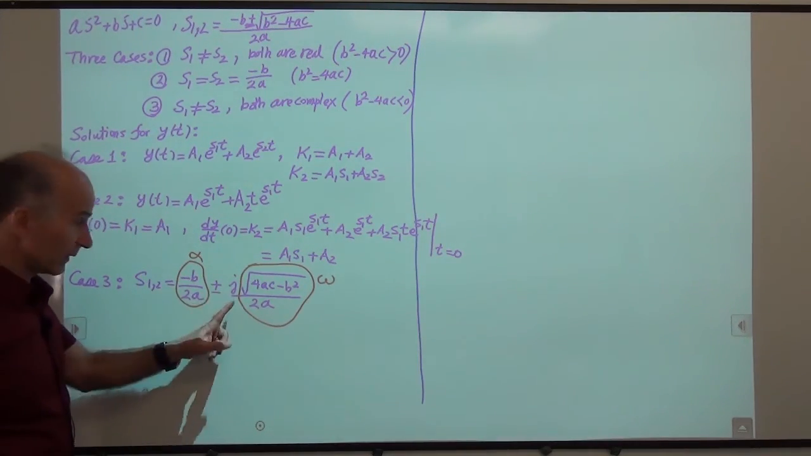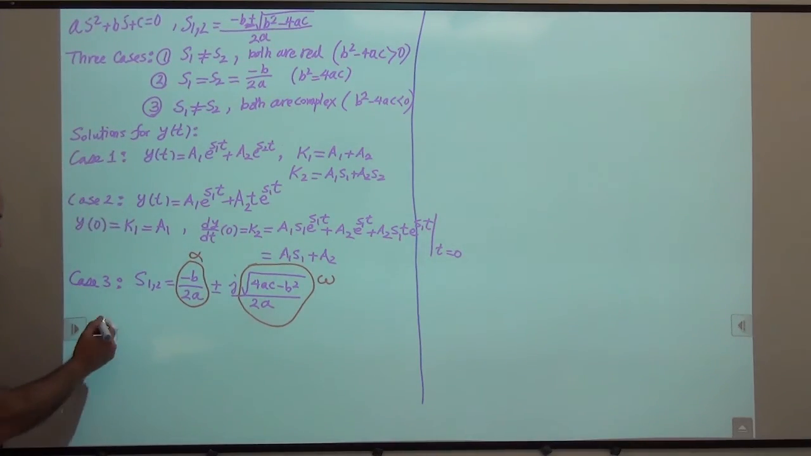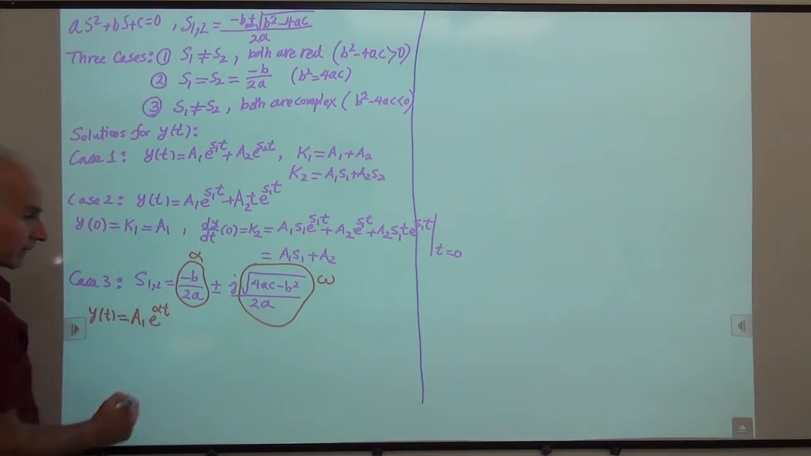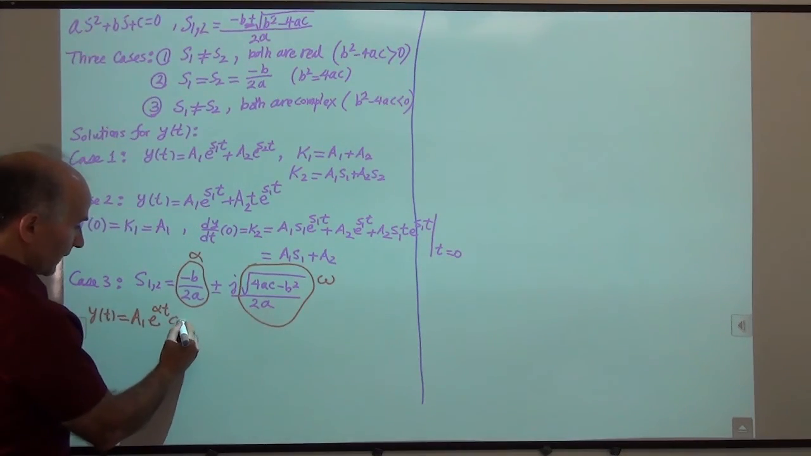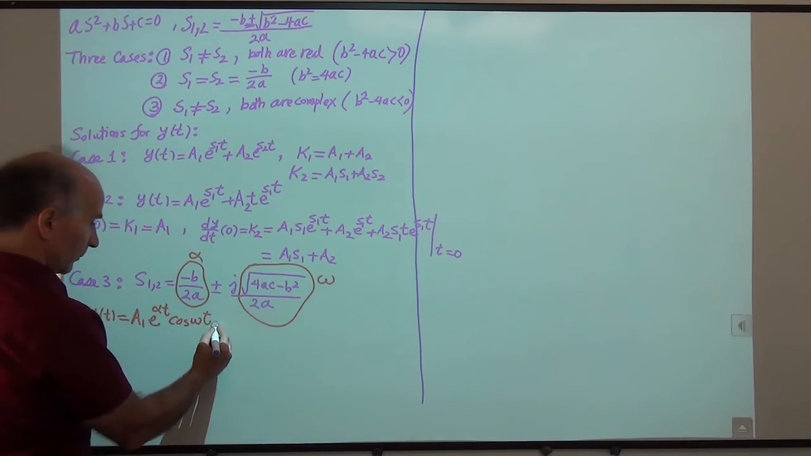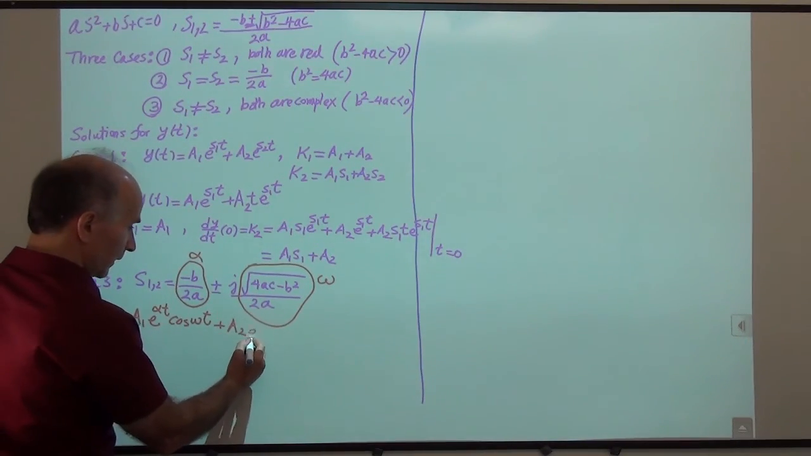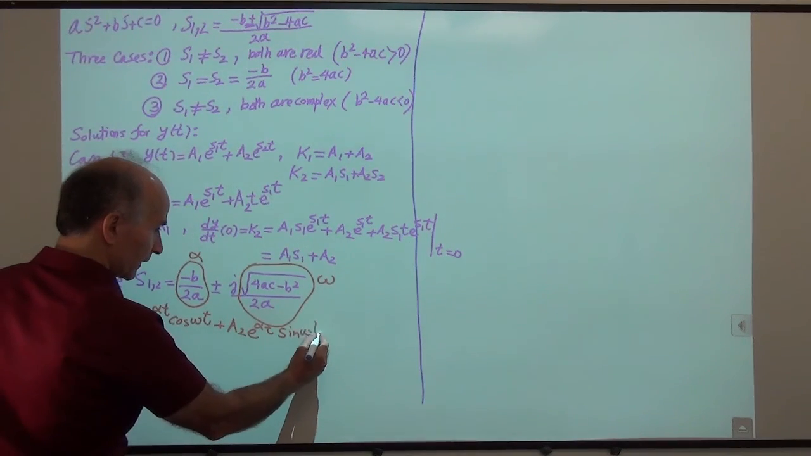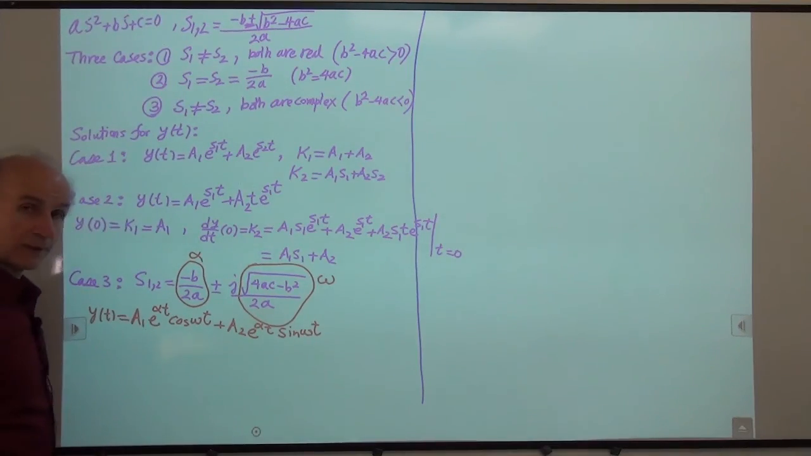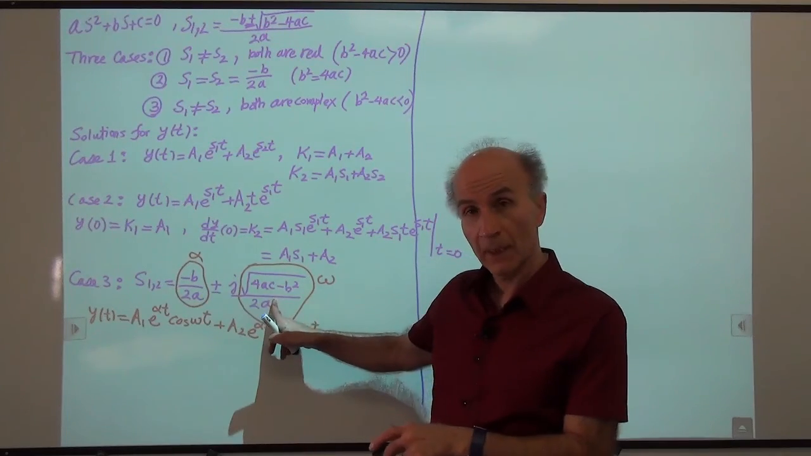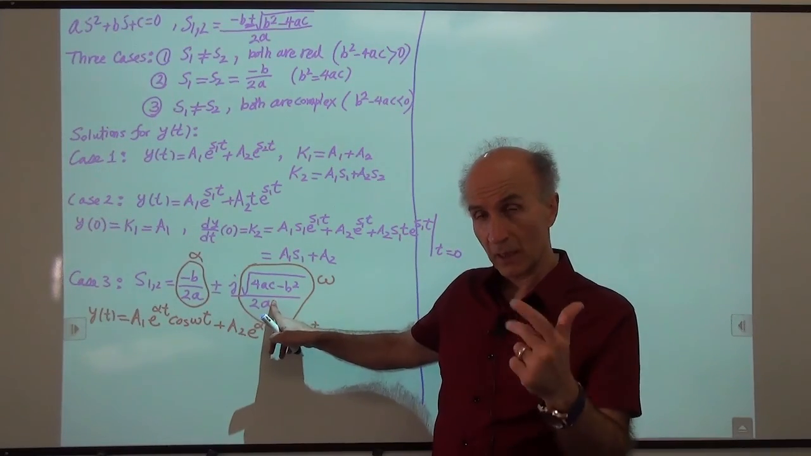So the roots are complex, right? The j here. So in that situation, the response will be y of t is equal to a1 e to the alpha t cosine of omega t, plus a2 e to the alpha t sine of omega t. What's unknown here? Alpha and omega are known, right? If you just calculate them from here. It's just A1 and A2.